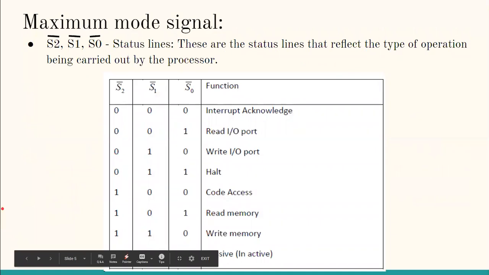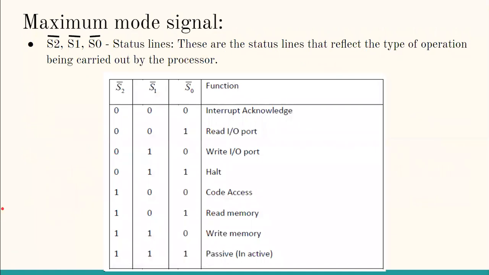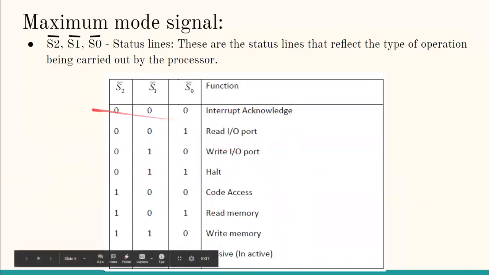Then coming to the maximum mode signals. The first 3 pins are S0 bar, S1 bar and S2 bar. These are status lines and these 3 lines are active low. They simply reflect the type of operation which is being carried out by the processor. These are the various operations which are indicated: the interrupt acknowledge operation, the read IO port operation, the write IO port operation. All these operations are indicated by the combinations of S0 bar, S1 bar and S2 bar.